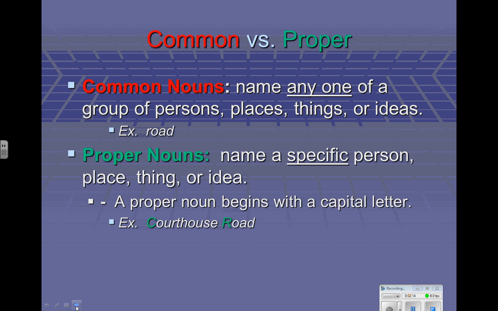So this is an example of a very general noun. Notice it's not capitalized. Proper nouns, on the other hand, they refer to something very specific. It's a brand name or the actual name of a place, person, thing, or idea. So to go with our previous example, road, if I wanted to make that more specific, I could say Courthouse Road or Panther Pride Drive or Route 1. Any of those nouns would be capitalized. And you can see on the slide here, Courthouse Road is capitalized because it's specific. I'm referring to a unique place. So that's how you're going to tell the difference between common and proper nouns.